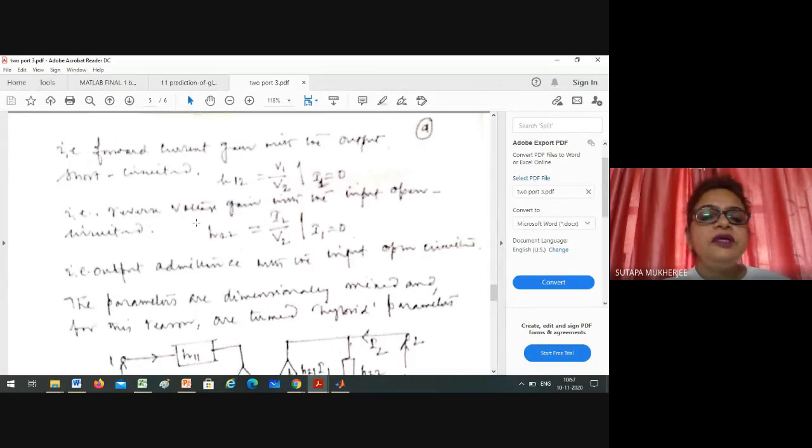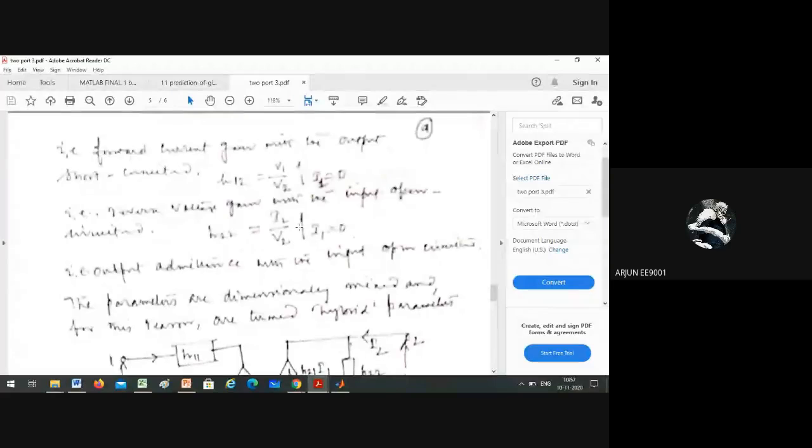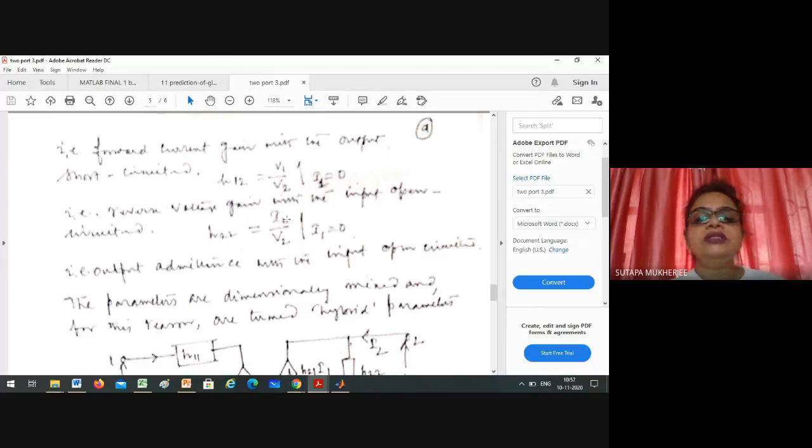Now H12 is called reverse voltage gain with the input open circuited. Input open circuited means I1 equals 0. What are we calling this? Reverse voltage gain. Why do we call it reverse voltage gain? Because it is the ratio of two voltages, so it is a voltage gain, but here we have V1 by V2, not V2 by V1. Normal voltage gain would be V2 by V1, that is conventional.